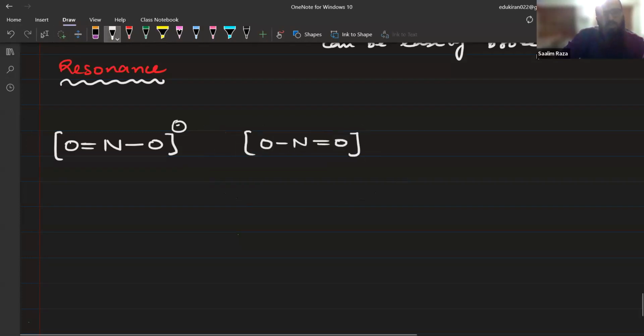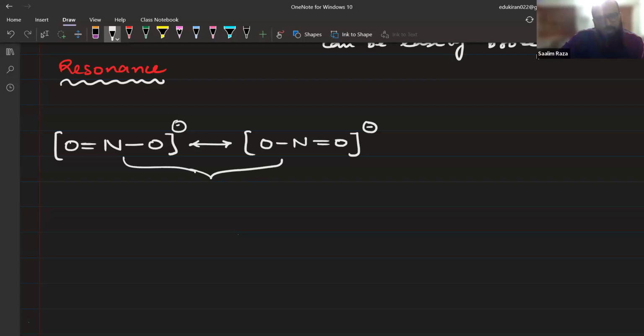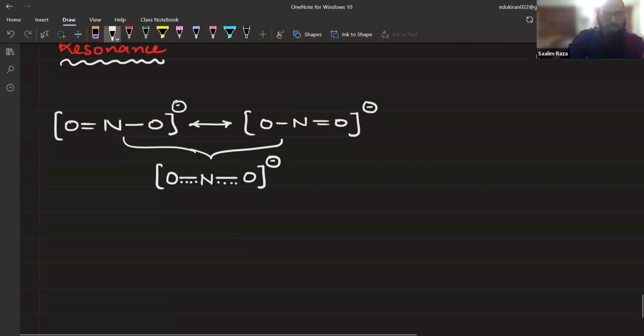Now, look, we need a second Lewis dot structure. There are two Lewis dot structures that I have to make for this case, and only then can I explain all the behavior of NO2 negative. That means originally, NO2 negative is neither this structure nor this structure. It is somewhere in between. Both of these bonds that we are seeing are partial double bonds, and the negative charge is shared. That is why we have to have two different structures to explain it.